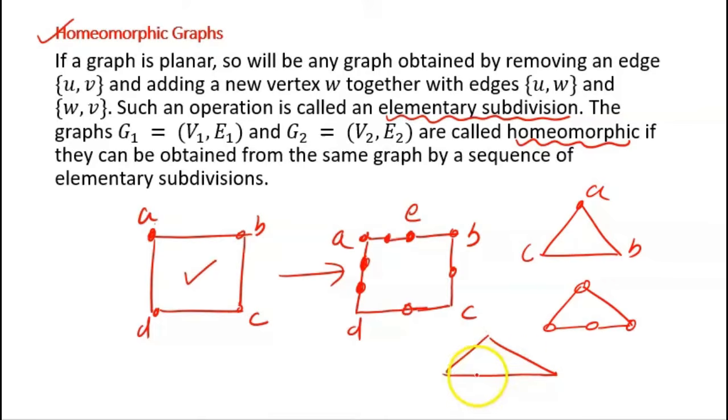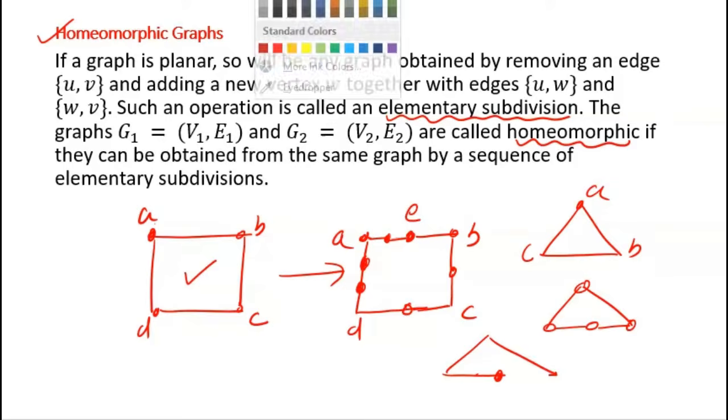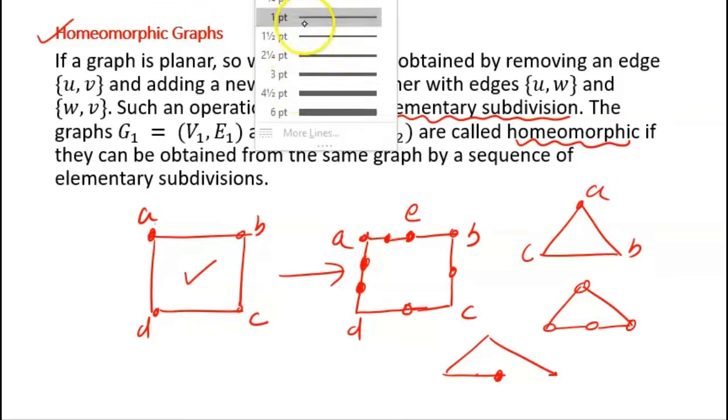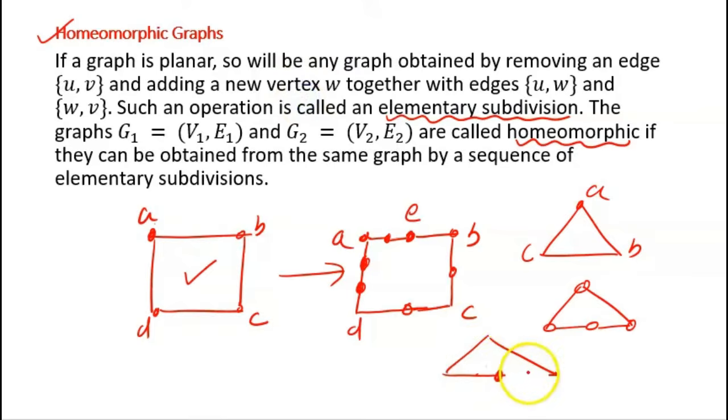remove this edge. Suppose I have this situation. So what we can do, let me remove this edge, and place one extra vertex over there. I can place it like this and then join. So this is another elementary subdivision. And these two graphs which I am obtaining, this graph and this graph, are known as homeomorphic graphs.